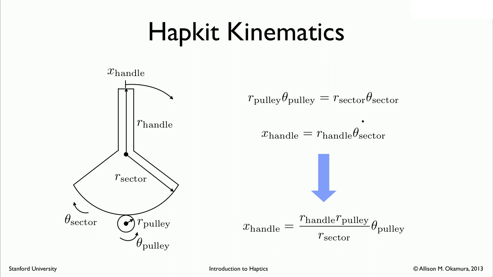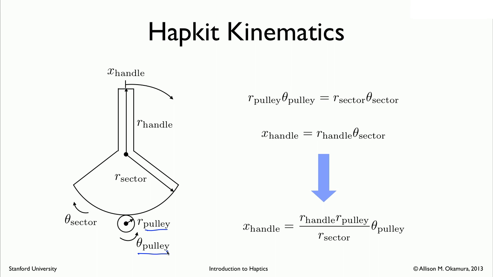Finally we get to the kinematics that we're really interested in, which is the kinematics of your HapKit. To remind you, this is what the HapKit looks like, and what I've drawn on the screen is just a very simple kinematic representation of it. The important variables are as follows. We have drawn the motor pulley itself. In some of our documentation, we'll call this the drive pulley or the motor drive. In any case, it has a radius r pulley, and we also have the angle theta pulley.